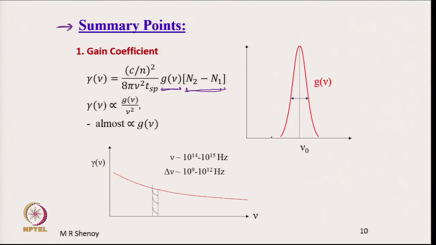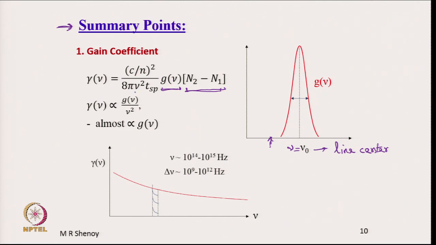What it means is, if you come outside, so this is g nu, if you are somewhere here, there is no gain because g nu has come down to 0, and the gain coefficient is maximum at nu equal to nu 0. This frequency is called the line center. Line center is the frequency where g of nu is maximum, or the peak of g of nu. So, it is proportional to g of nu, and naturally it is maximum at the line center.